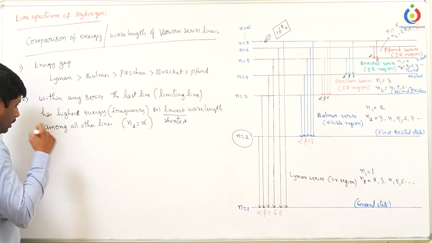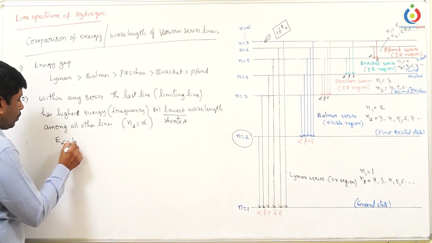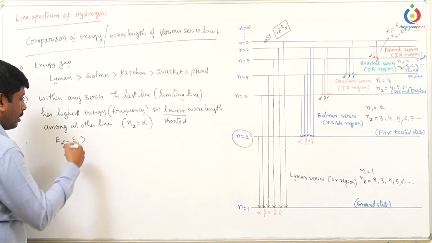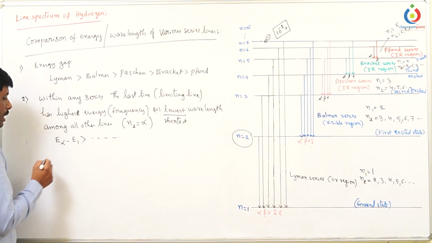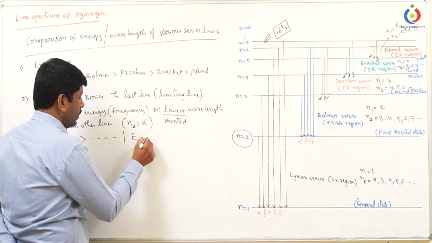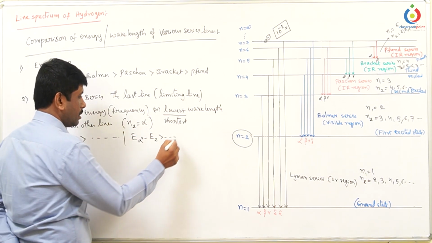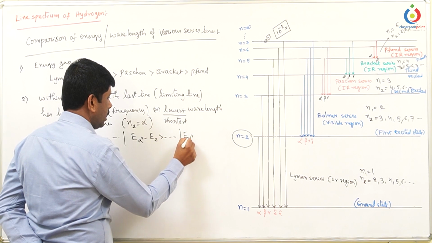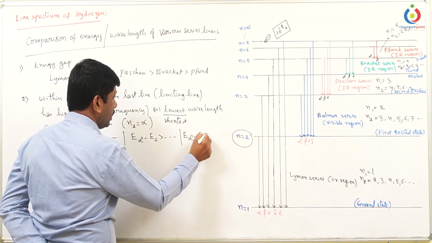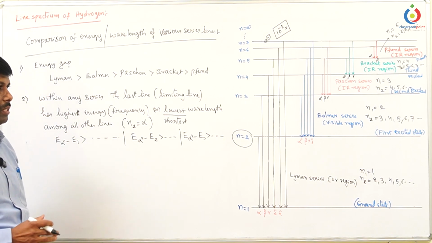Let us take only the Lyman series. E infinity to E1 is greater than any other lines in the case of the Lyman series. In the case of the Balmer series, E infinity to E2 is greater than any of the other lines of the Balmer series. In the Paschen series, E infinity to E3 has the higher energy than any of the other lines of the Paschen series, and so on.